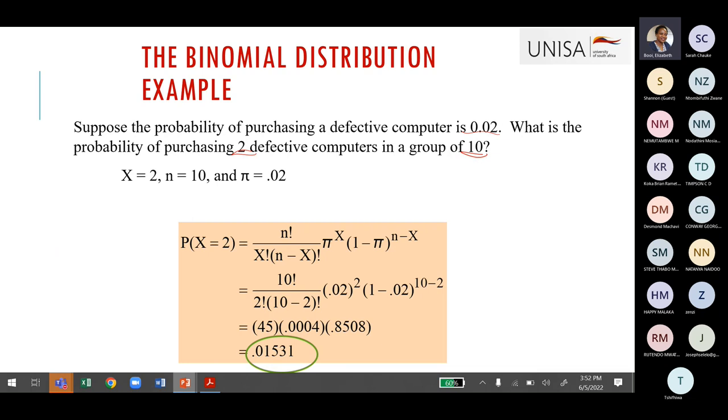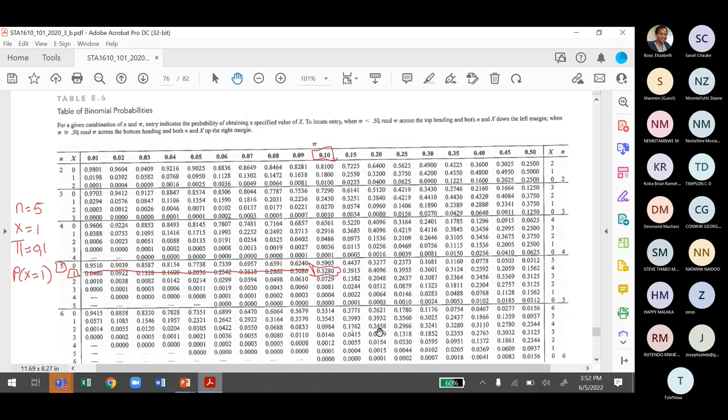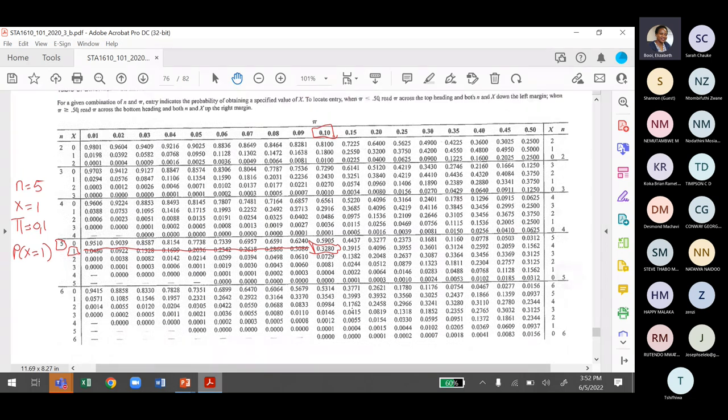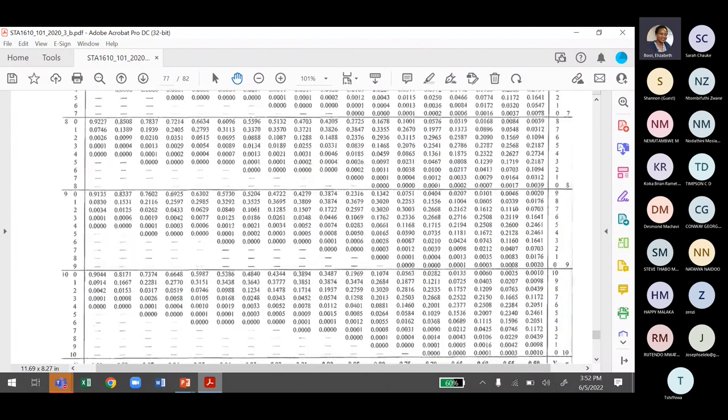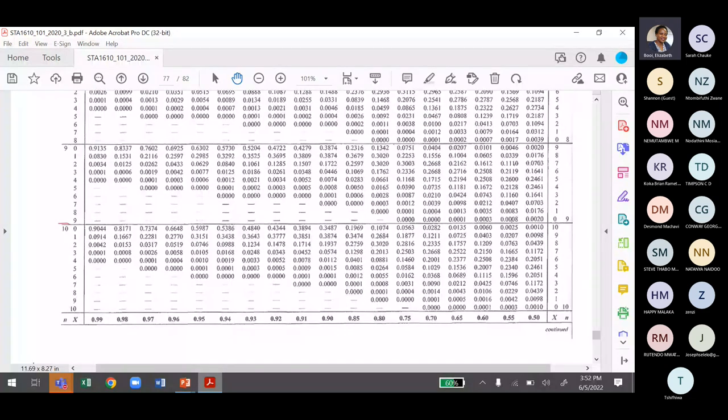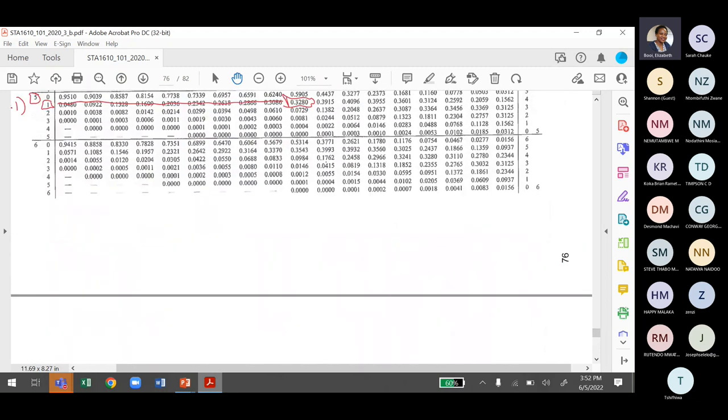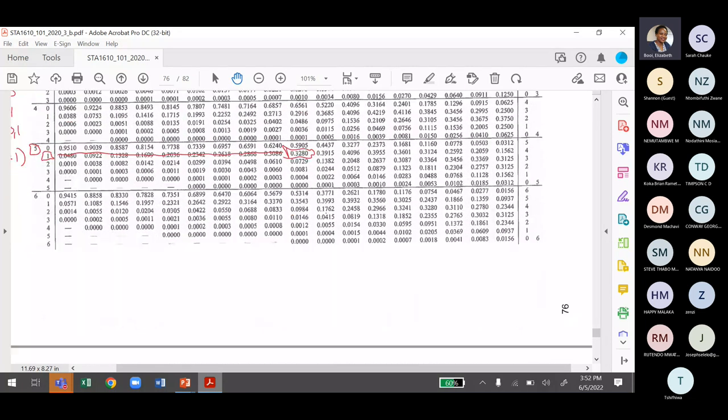So let's look at the one that we didn't do, which is this one. It said the probability of success is 0.2, N is 10 and X is 2. So we go to probability of success 0.2. We need to look for N on this side. N is 10. We scroll down until we get to 10, and this is our 10. And we know that we are in column number 2.